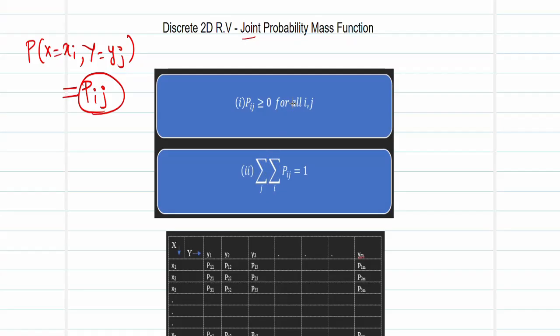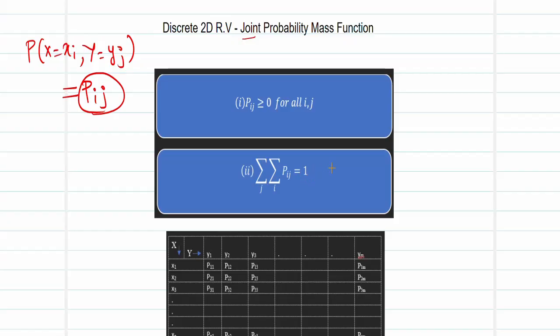So the two conditions for a joint probability mass function are that the probabilities of x and y together, which we denote as Pij, must be greater than or equal to 0, and when you add all the probabilities along the row as well as along the column, the total probability must be equal to 1.